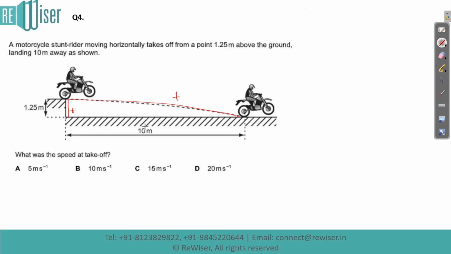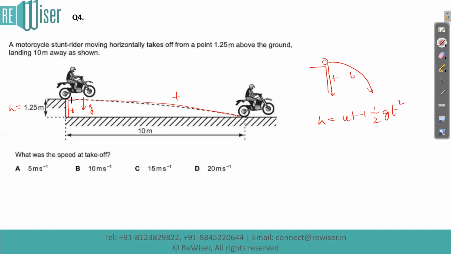The basic thing about a ball falling from a cliff like this: whether it is falling like this or falling like this, both will take a similar amount of time. So let us find out this time first. The height is 1.25. So we know height is equal to ut plus half gt square. g is the gravitational acceleration acting downwards.